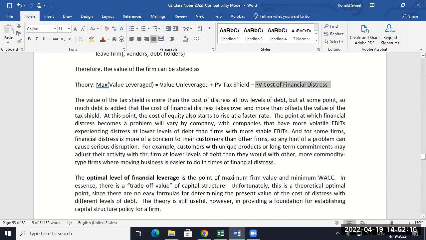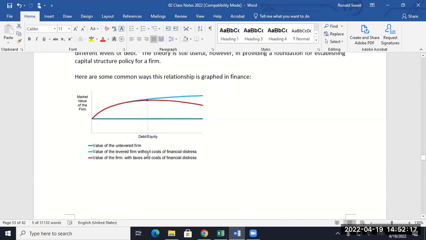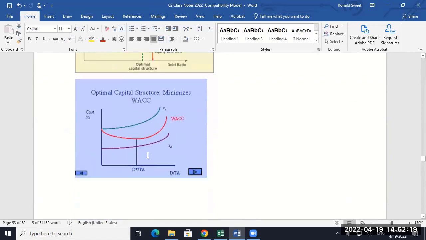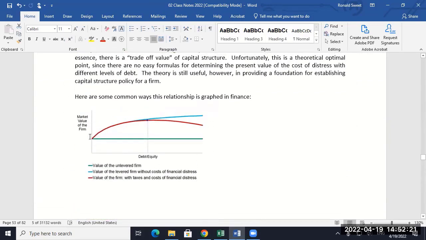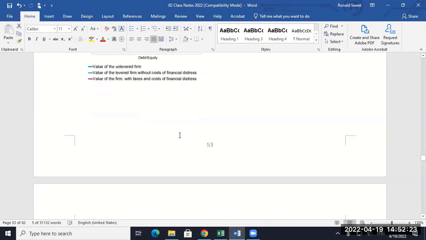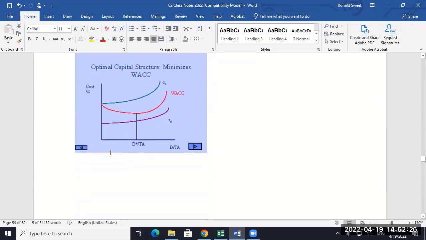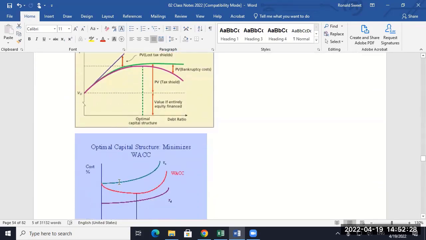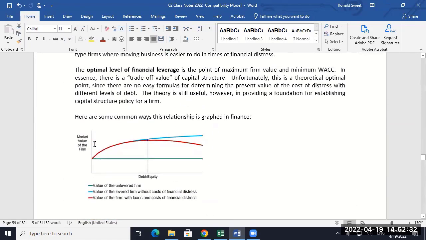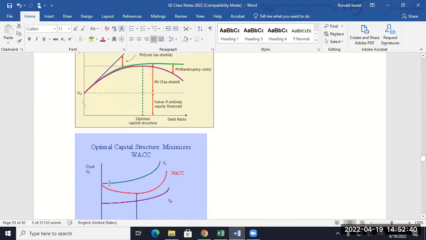So what you've got to do on the exam is I'm going to give you a chart. It's going to be a chart where either the lines are going up or the lines are coming down. It's hard to tell that the lines are coming down here. If the line is going up, the y-axis is the market value of the firm. If the line is coming down, the y-axis is cost of capital. All right, so have that in your notes.